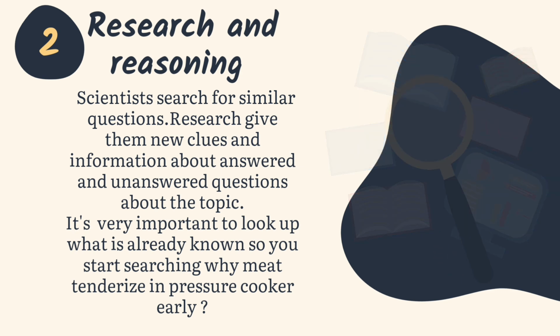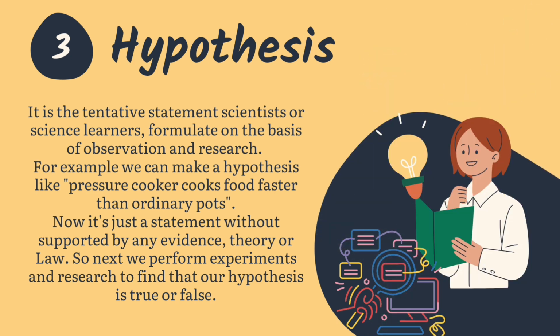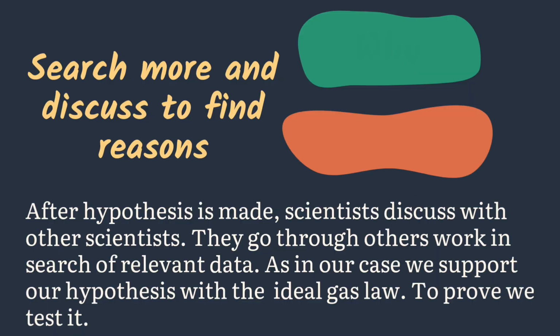Till now, you have created a tentative statement on the basis of your observations, that a pressure cooker cooks food faster than an ordinary pot. Such statements are called hypotheses. The next step is to perform a set of protocols, or an experiment, to support your hypothesis and to find out whether your hypothesis is true or not.